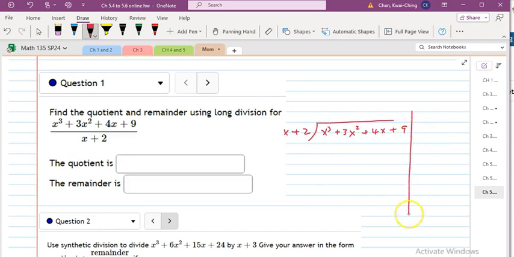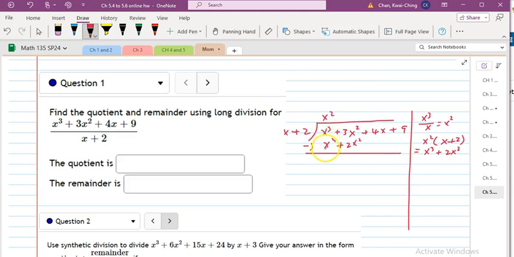So our first step is to estimate the quotient. The first term over the first term: x cubed over x is x squared. We'll put it here, and then we want to put the subtraction. x squared times x plus 2 equals x cubed plus 2x squared, and I'm doing subtract.